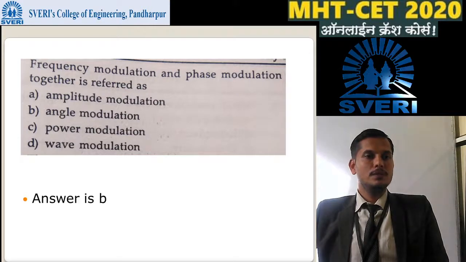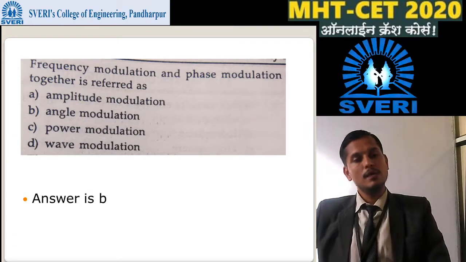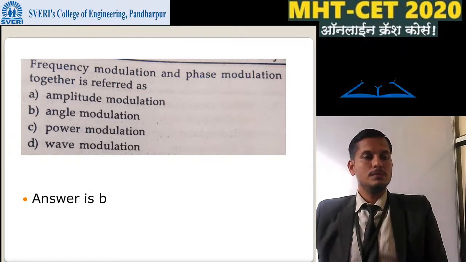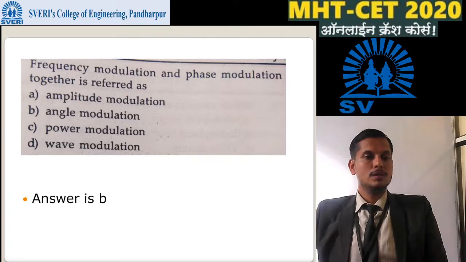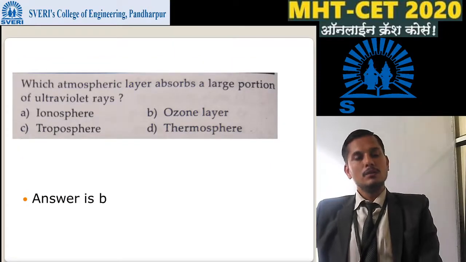Next, frequency modulation and phase modulation together is referred to as angle modulation, which is option B. So angle modulation is the correct answer.